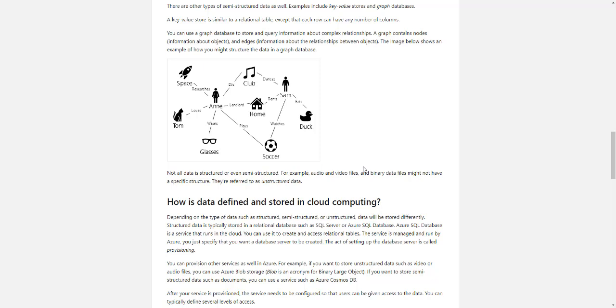Not all data is structured, or even semi-structured. For example, audio and video files and binary data files might not have a specific structure. They are referred to as unstructured data.